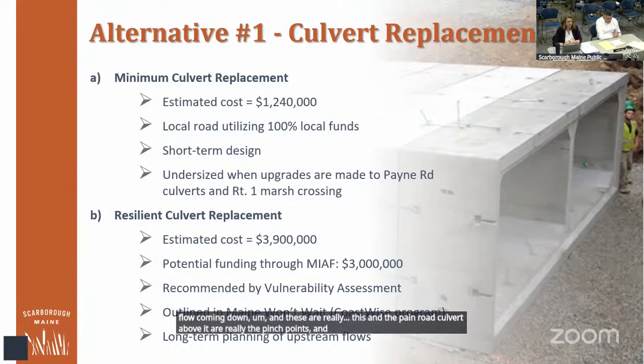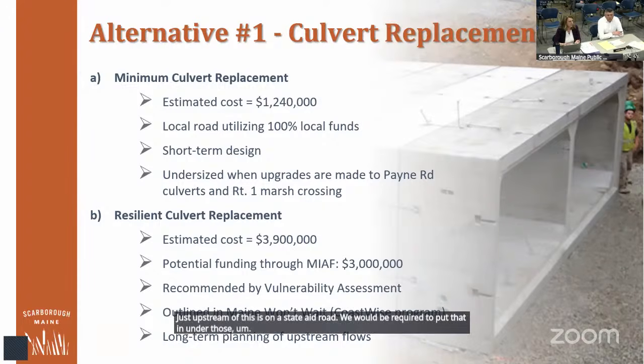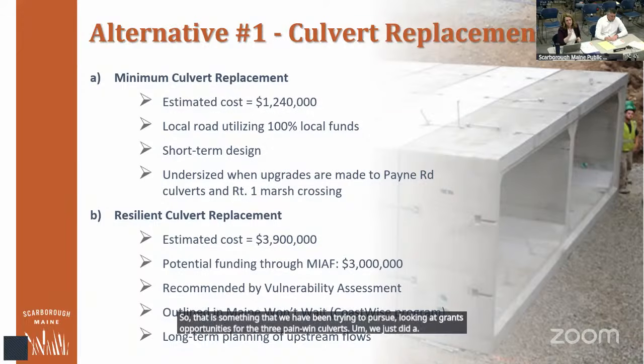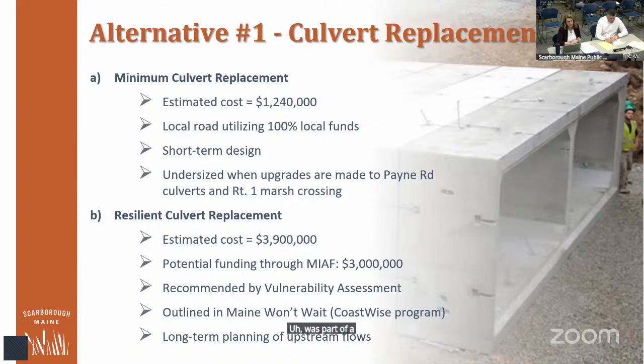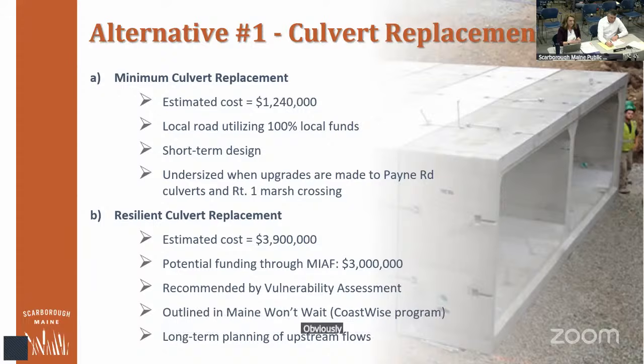And because Payne Road, just upstream of this, is on a state aid road, we would be required to put that in under those Maine Won't Wait vulnerability assessment guidance to do a more resilient culvert. So that is something that we have been trying to pursue, looking at grant opportunities for the three Payne Road culverts. We just did, as part of a regional application through GPCOG. We were not funded for that, but we are going to continue that as one of the priorities in the vulnerability assessment because of obviously the vulnerability of Route 1, and Payne Road is the only way really around that route.